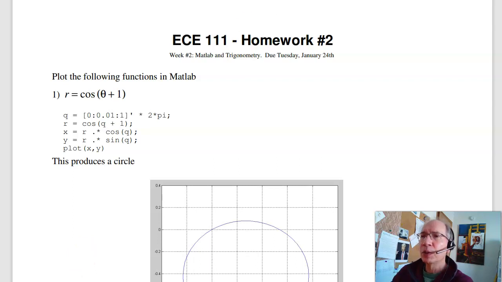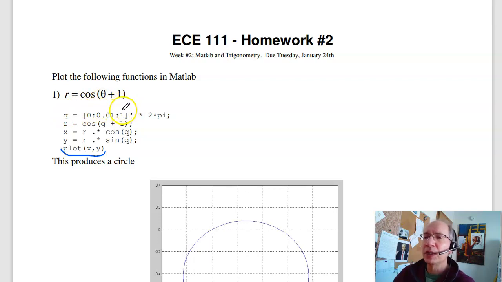When you do a plot command in MATLAB, the plot command is always in Cartesian coordinates, x versus y. If you have a polar function, I need to convert polar to rectangular. And the relationship is that x is r cosine theta, y is r sine theta. So to do that, I'm going to have angle. Theta isn't on my keyboard, so I just use Q for angle. Angle goes from 0 to 1, steps of 0.01.